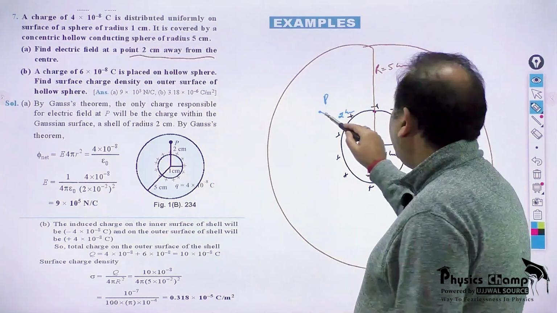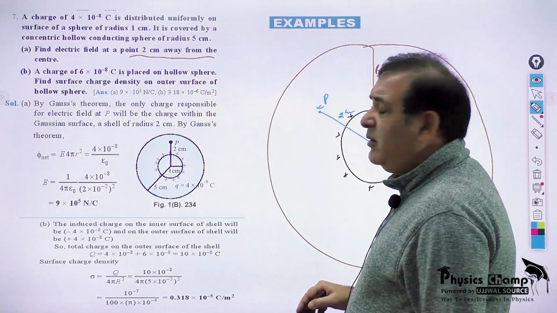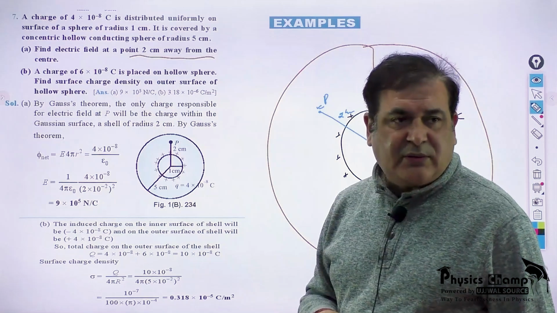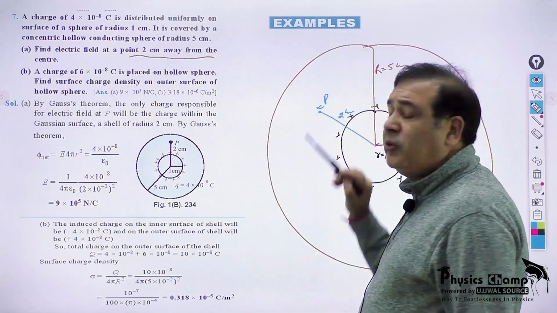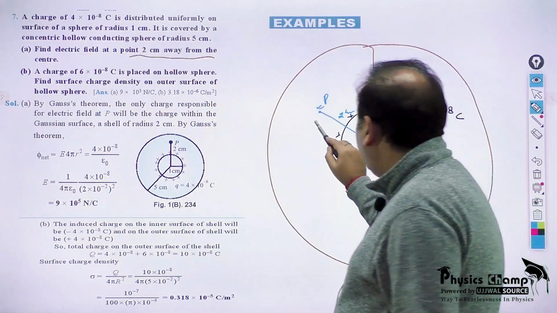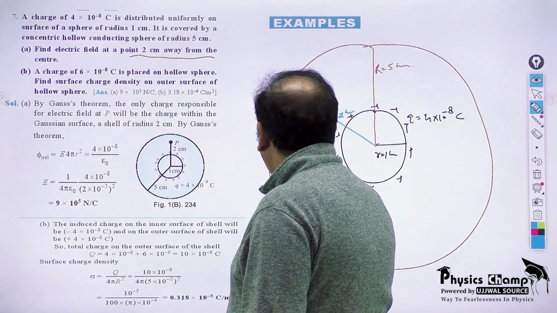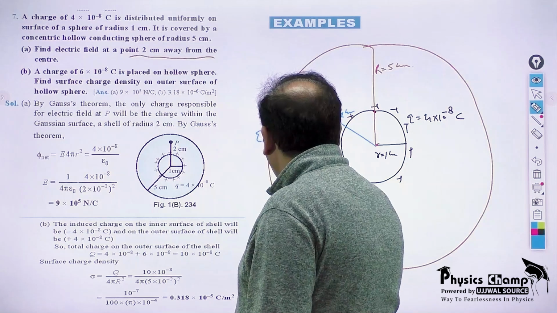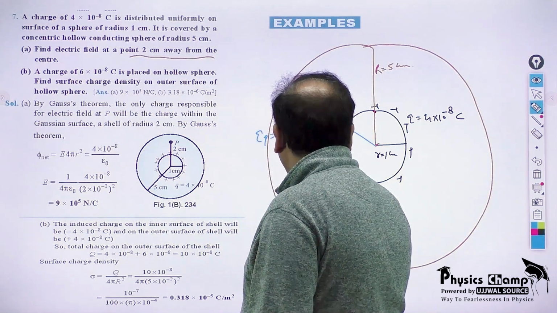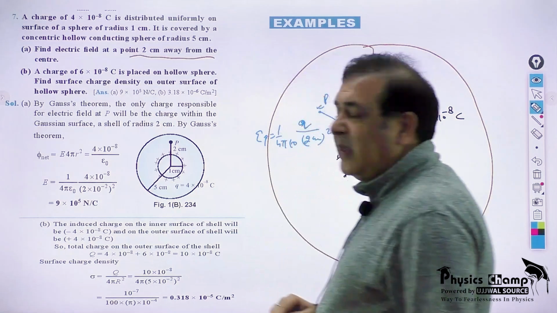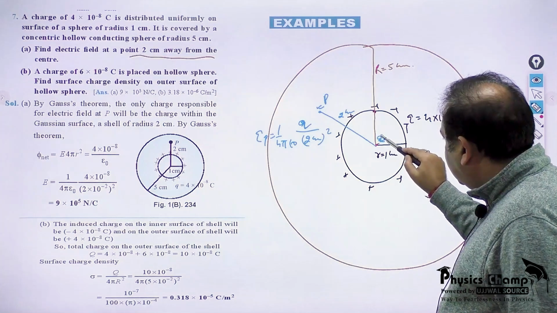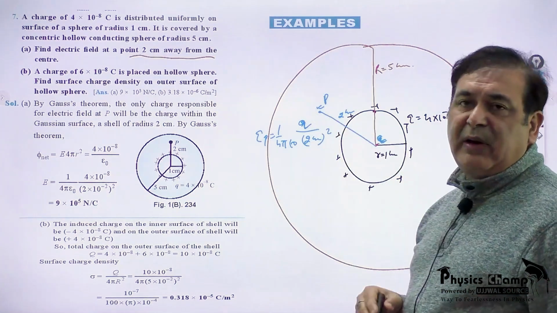So if there is an electric field existing at point P, it is only due to the inner sphere or shell which is charged. And for the outside point, it will behave as though the whole charge is situated at center. So electric field at point P will be 1 by 4 pi epsilon naught small q by 2 centimeter square. I hope you will agree with me. It will act as though the whole charge small q is situated here, and it is this q charge which is providing electric field at point P.